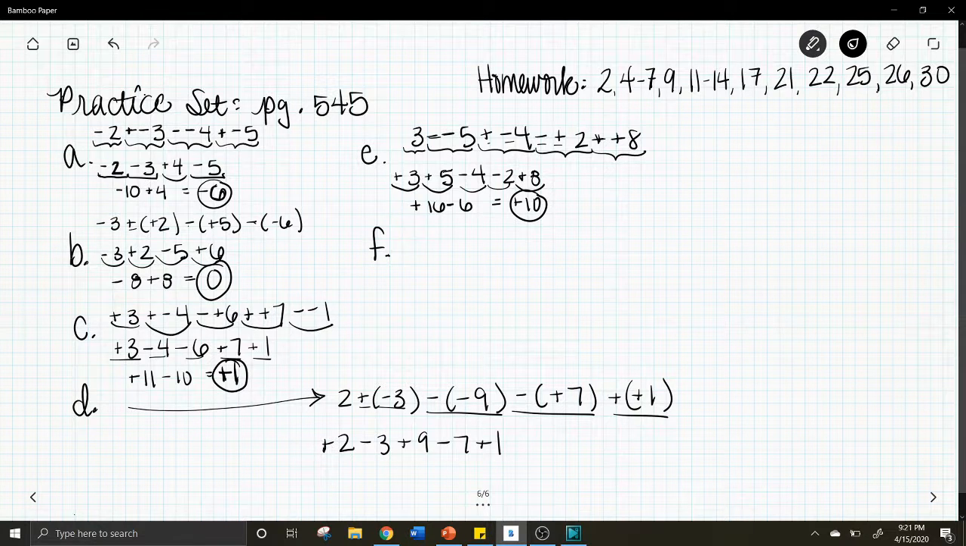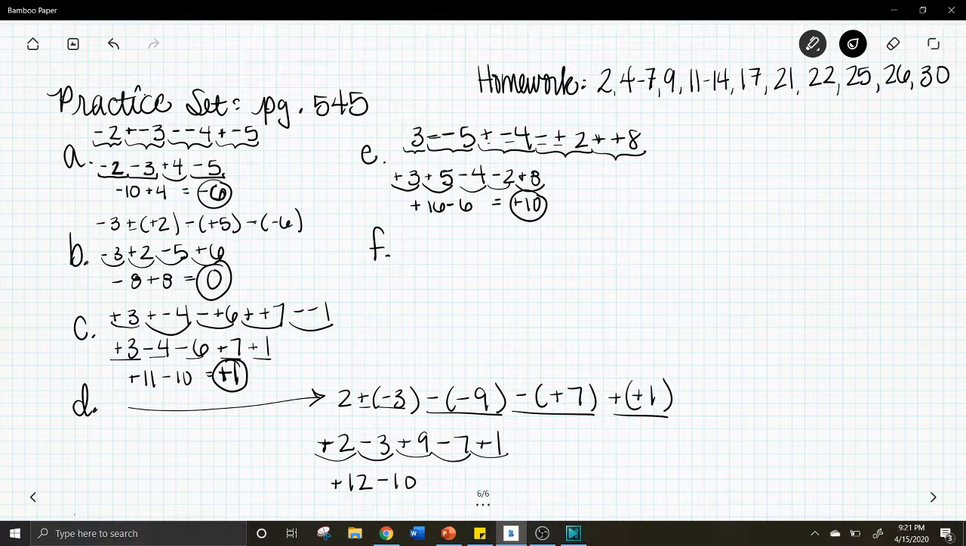Next, we add all of our numbers with the same sign. So a positive 2, a positive 9, and a positive 1. That's going to be a positive 12. Then our negative numbers. So a negative 3 and a negative 7 is a negative 10. So what is positive 12 minus 10? I just said the answer. It's 2.